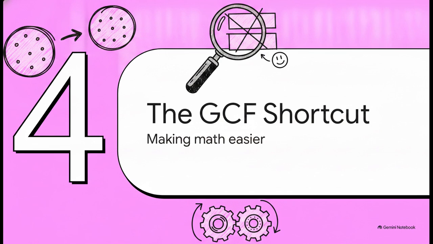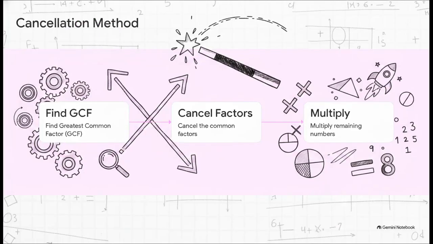We are making math even easier. Let's push this concept just a bit further. Sometimes multiplying straight across gives you these massive, unwieldy numbers. What if we could shrink them first? Well, we can, using the cancellation method. It feels a bit like a magic trick, but I promise it's pure logic.